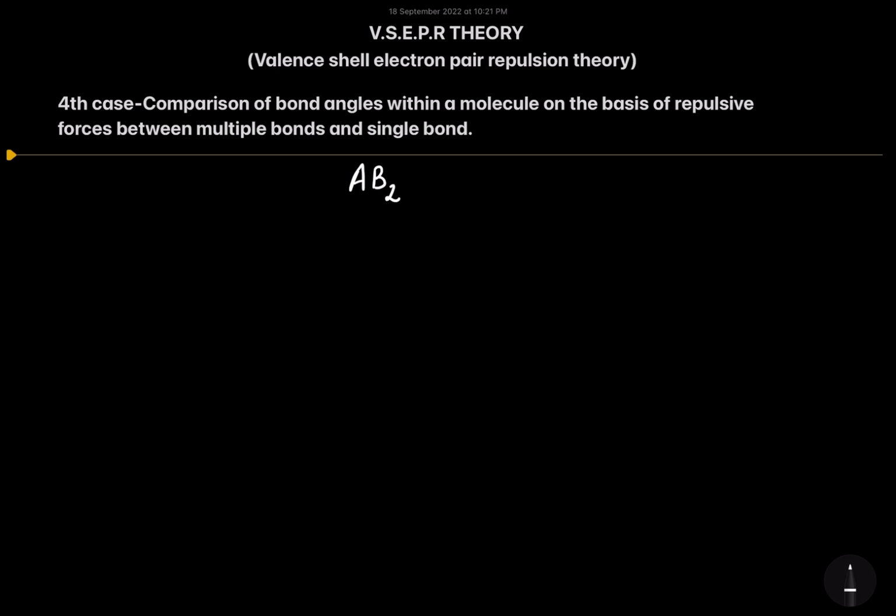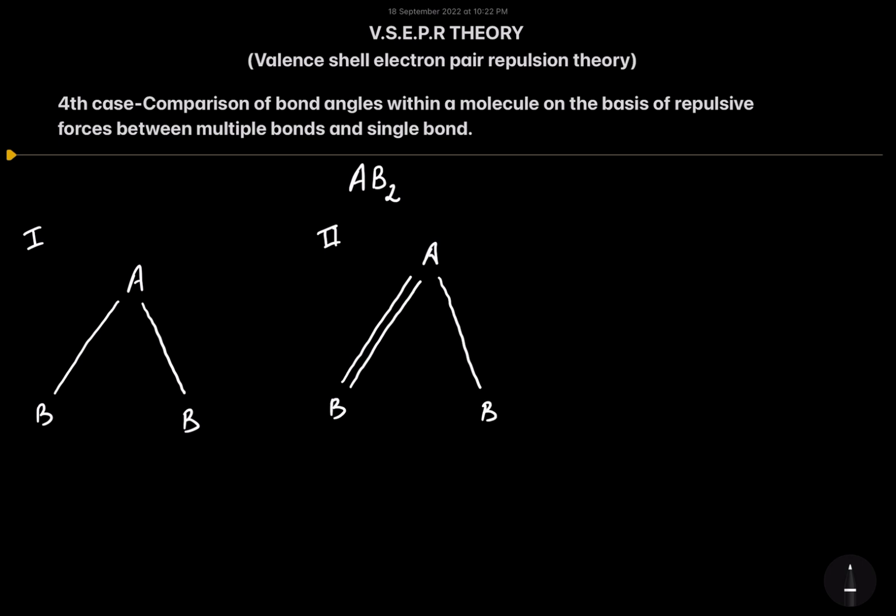and let's make its three different cases. Let's talk about the first case, that's the central element A, which is forming single bond with the first B and again single bond with the second B. Let's come to the case number 2. Here we are having central element A, which is forming double bond with the first B and a single bond with the second B. Now let's come to the case number 3. That's again central element A, which is forming triple bond with the first B and a single bond with the second B.